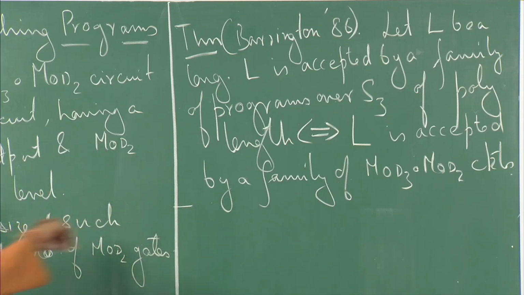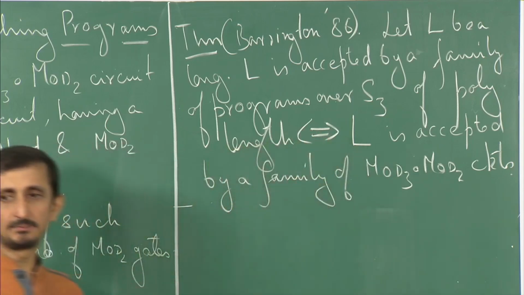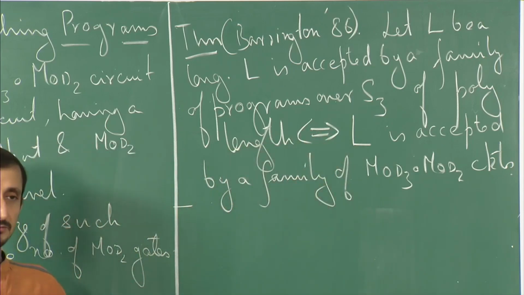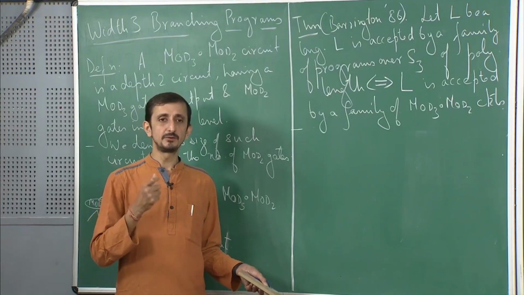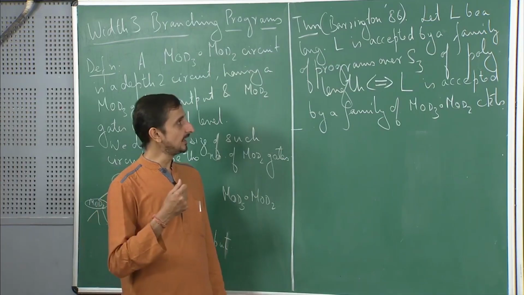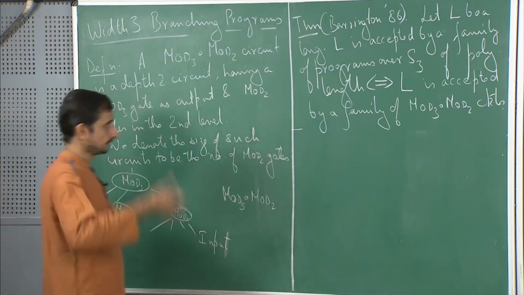Once again, we look at the model where we consider the branching program to be a sequence of instructions over S3. Each permutation is a permutation over S3, and the number of instructions is polynomial in the number of inputs.